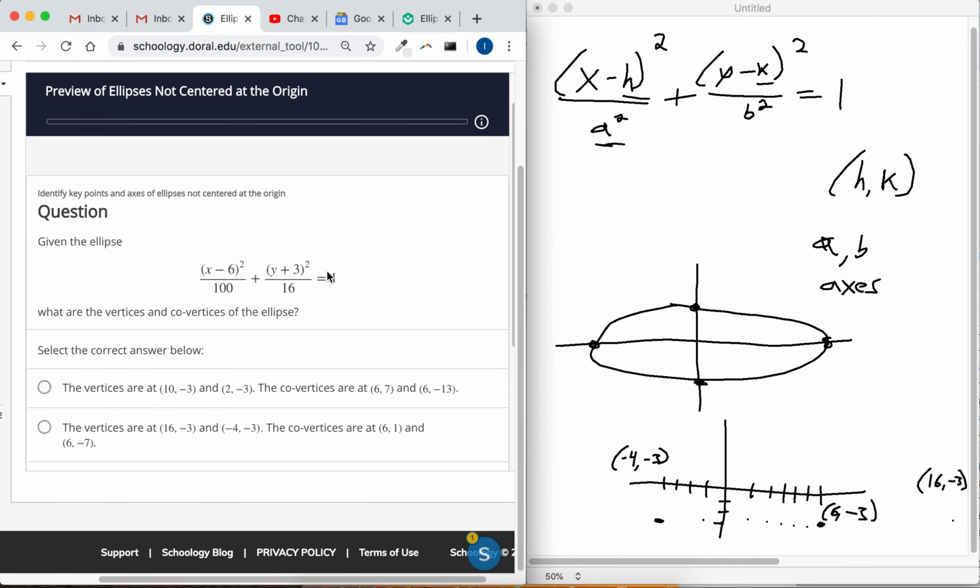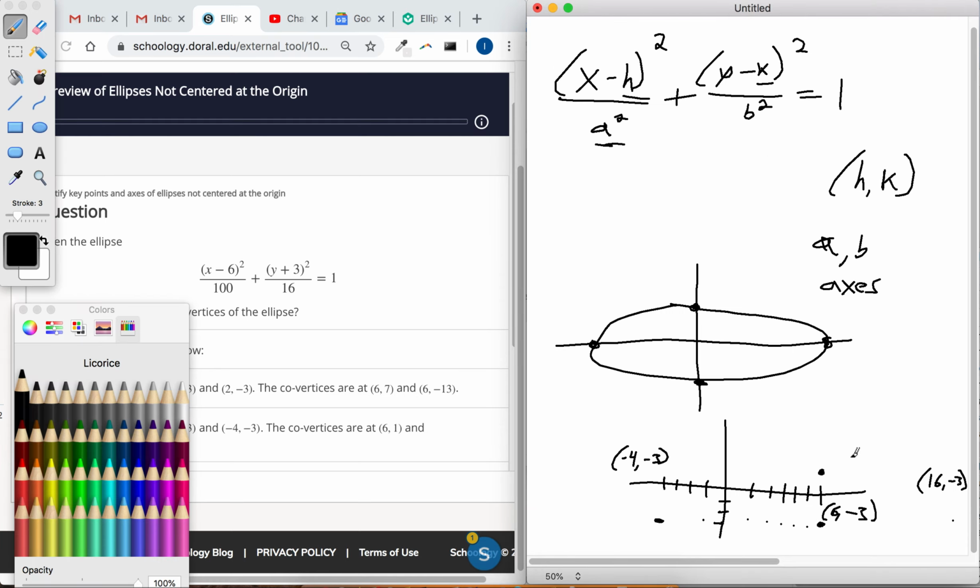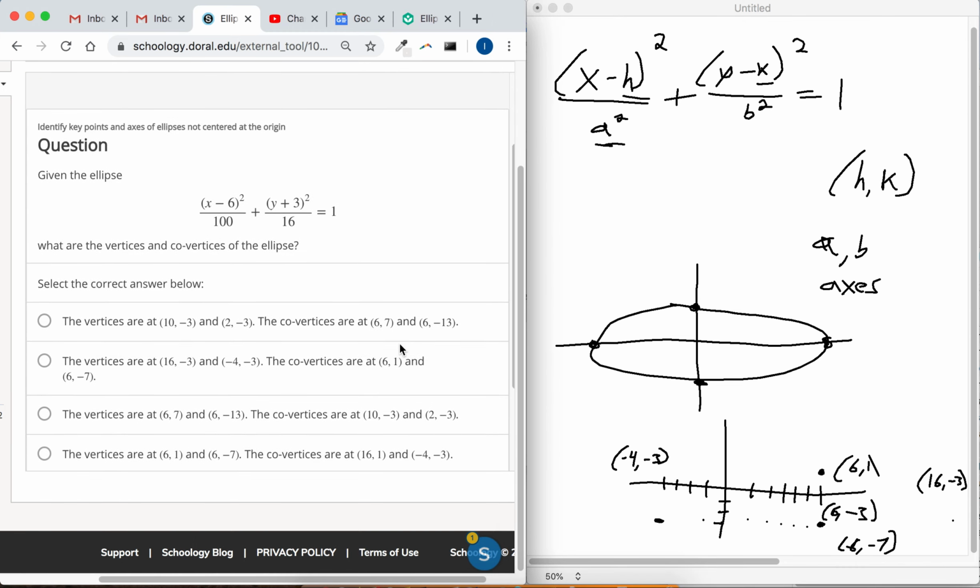And then we've got square root of 16 is 4, so b equals 4. That means we're 4 up above the center, so we get 6 comma 1. And we're 4 down, so 6 comma negative 7. These are the coordinates of the co-vertices.